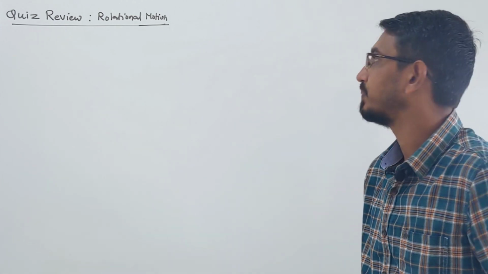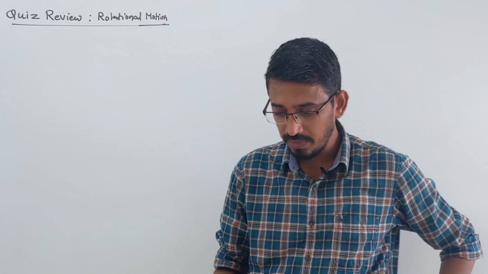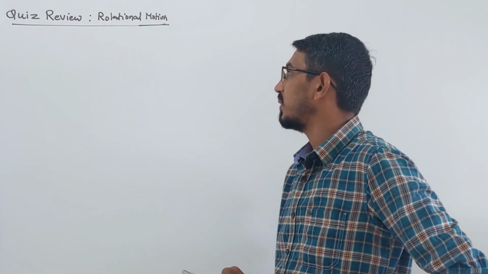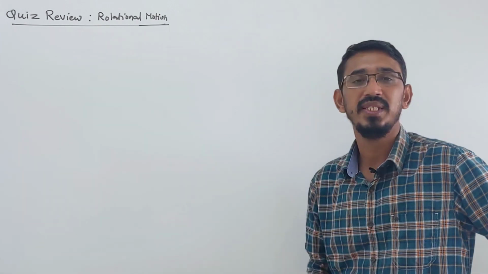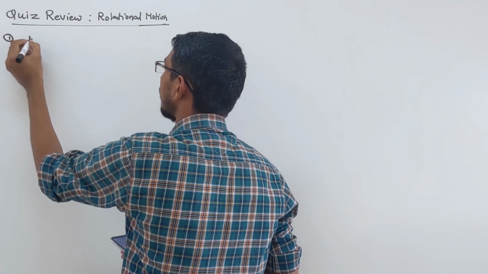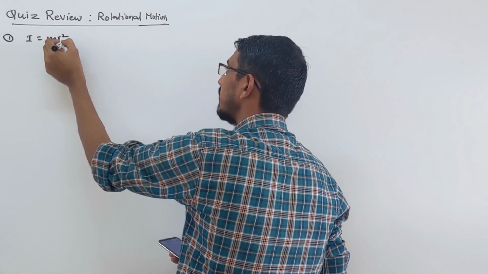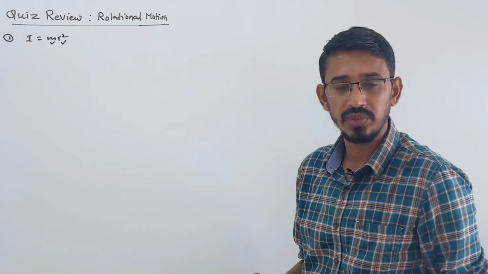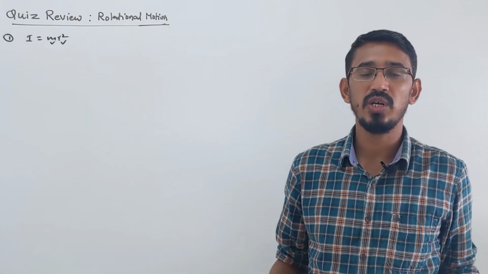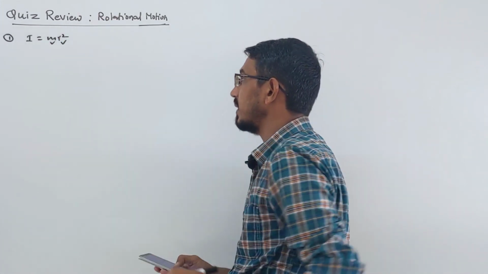Okay, let's start. The first question was: the moment of inertia of a body does not depend upon what? I hope you remember that at the very beginning of this chapter I told you that moment of inertia depends on only three things. Your formula says I is equal to mr square. It depends upon mass, it depends upon the distance or axis of rotation, and it depends upon the distribution of the masses also, how the masses are placed, correct? These are the three things on which the inertia depends.